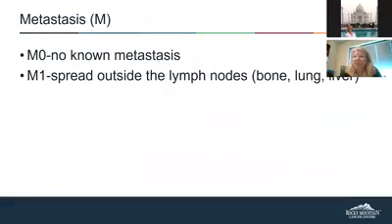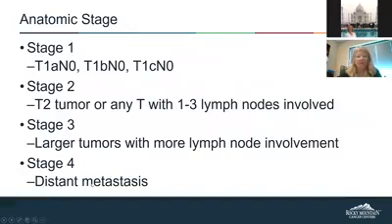And then M is either going to be M0, which is no known metastases, or M1, that we are able to see that the cancer has spread outside the breast and the regional lymph nodes to other organs. So basically the T's and the N's and the M's get combined to create a final stage. And this gets very detailed, but again, broad overview.